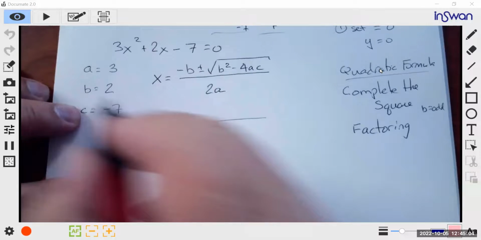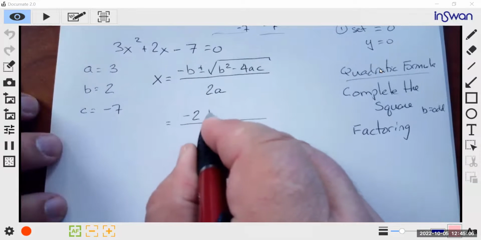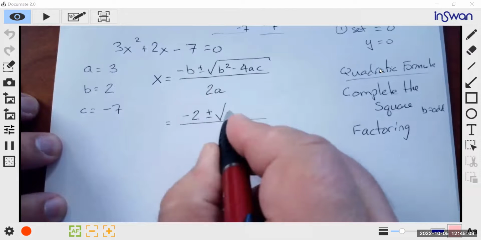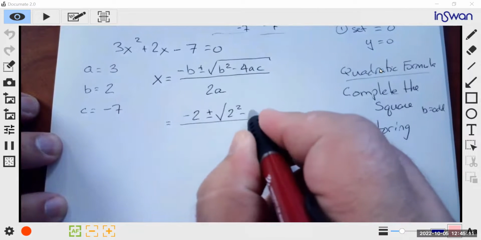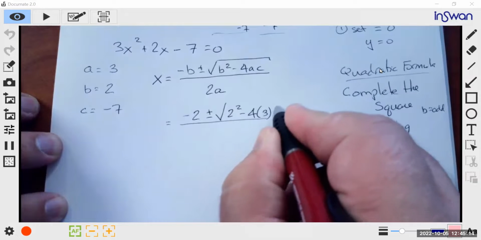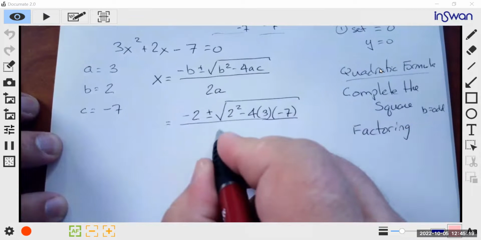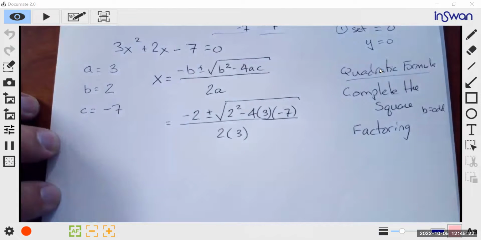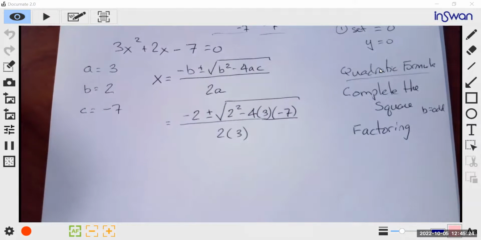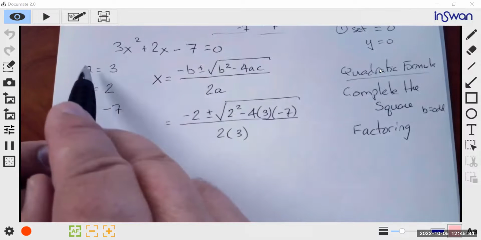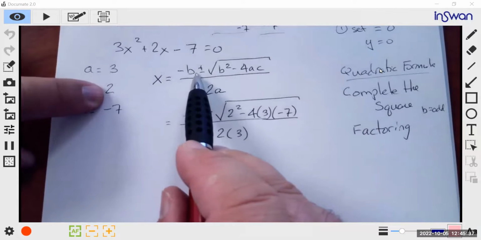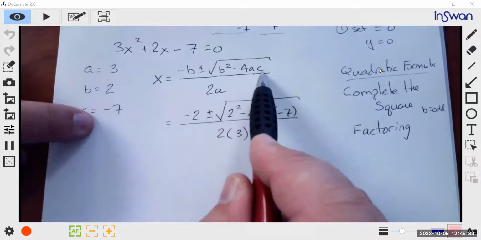Negative B is 2. B is 2 squared. 4 times 3 times -7. Believe it or not, this is where most of the mistakes happen, by putting the numbers in the wrong place or putting the wrong number in the places. So that's why I label them. B is 2, B is 2, A is 3, and C is -7.